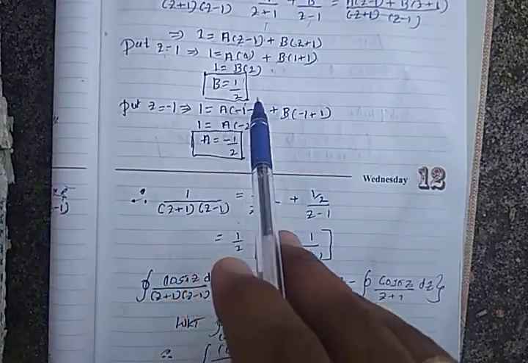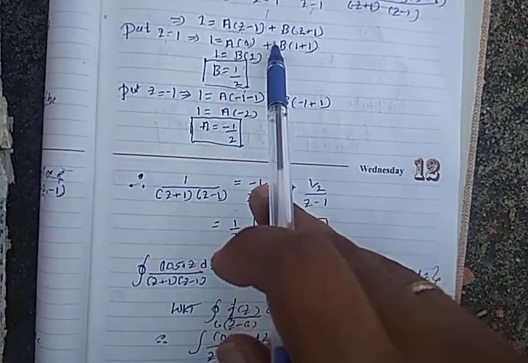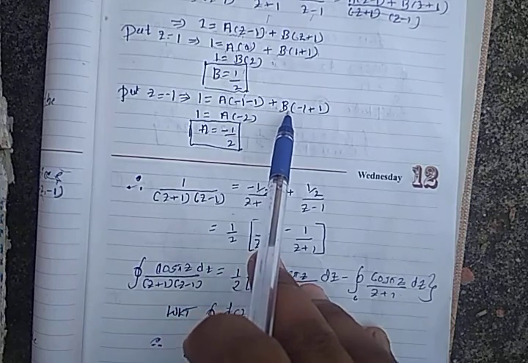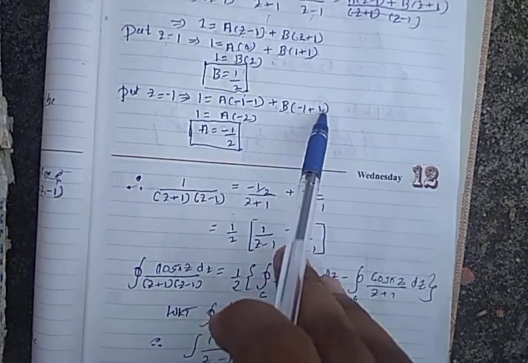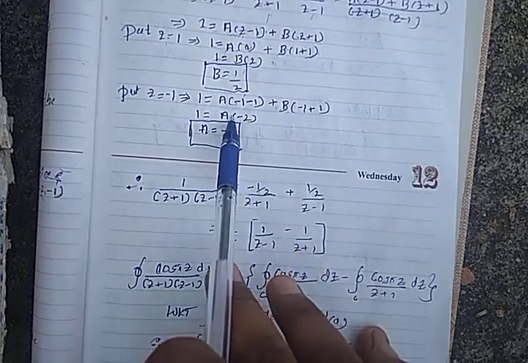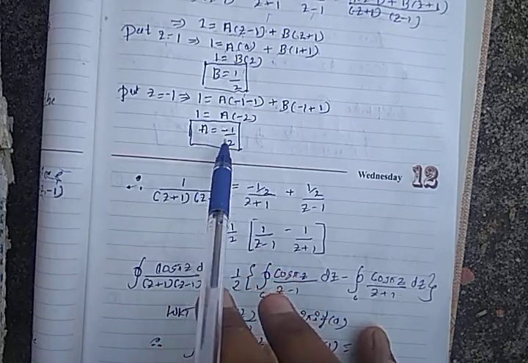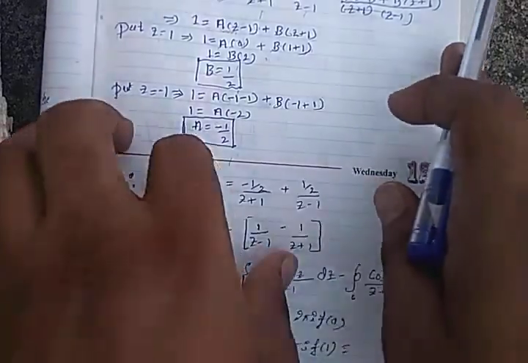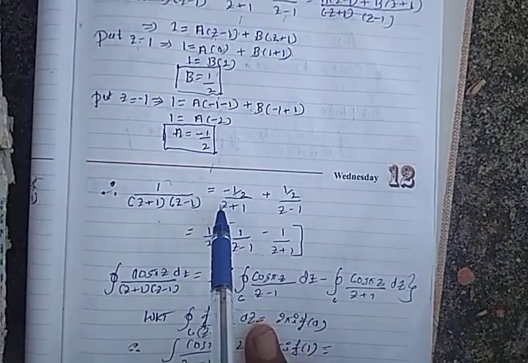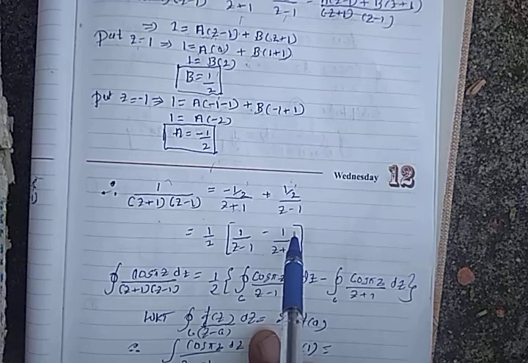Put z equal to minus 1 in this equation. 1 equal to a into minus 1 minus 1 plus b into minus 1 plus 1. Then minus 1 plus 1 is 0, and 0 into b is 0. So 1 equal to a into minus 2. A value is minus 1 by 2. Again this equation becomes 1 divided by z plus 1 into z minus 1, which is equal to minus 1 by 2 divided by z plus 1 plus 1 by 2 divided by z minus 1.